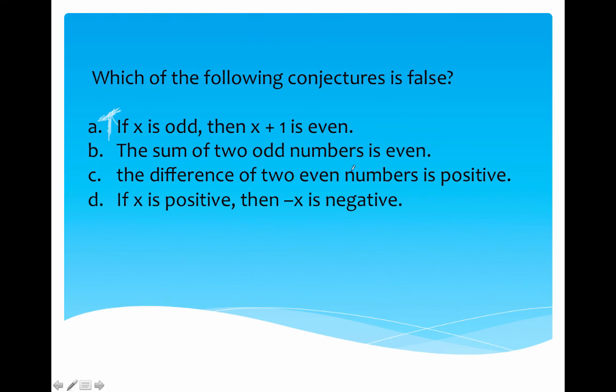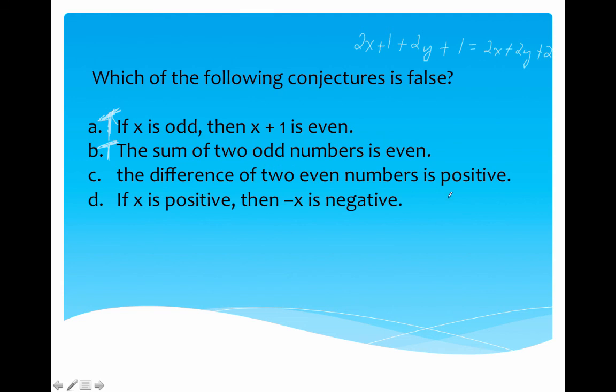The sum of two odd numbers is even. So an odd number looks like 2 times something plus 1, because it's always 1 added to an even number. So if I take 2 of those, then I have 2x plus 2y plus 2, and that's even plus even plus even is even. So this one is also true.